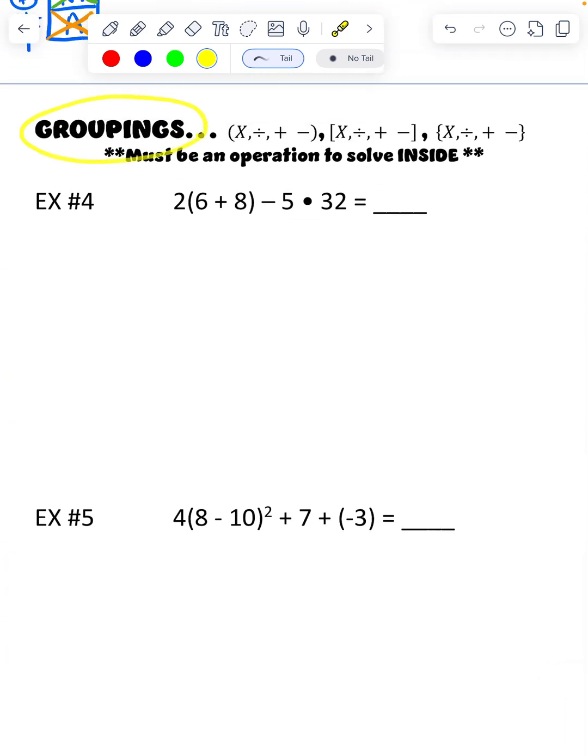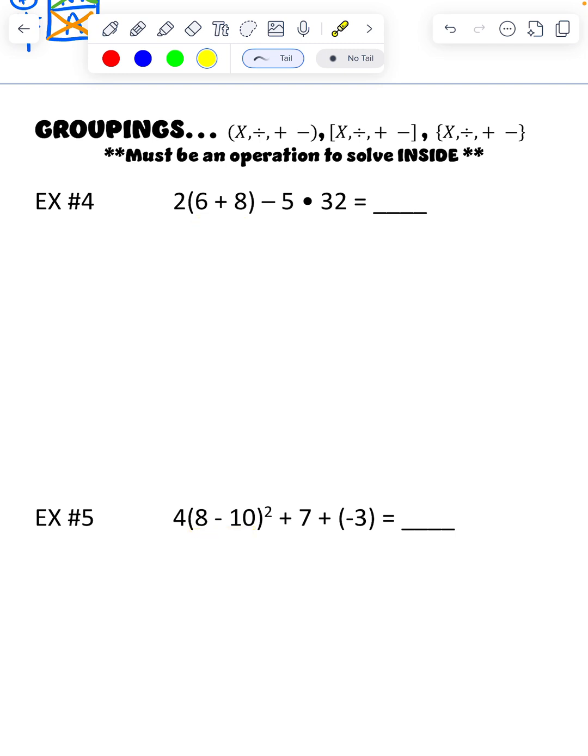All right, so reminders: when we have groupings, we find parentheses or brackets, and we have to have an operation inside to solve. So we look inside that bracket and ask, is there an actual operation to solve? If you look here at example 4, the first thing I see is some parentheses, and there's something to solve inside those parentheses. In example 5, we also have parentheses with something to solve inside. So both of these represent groupings.